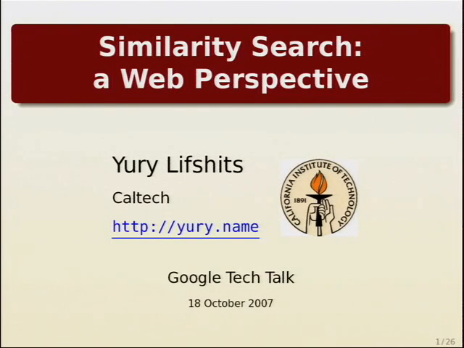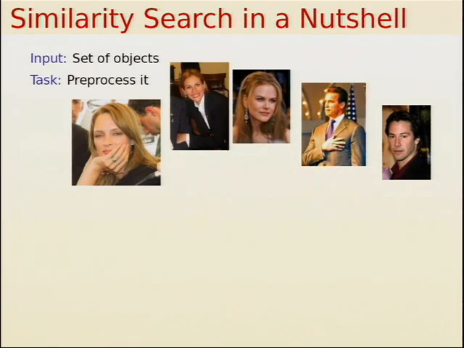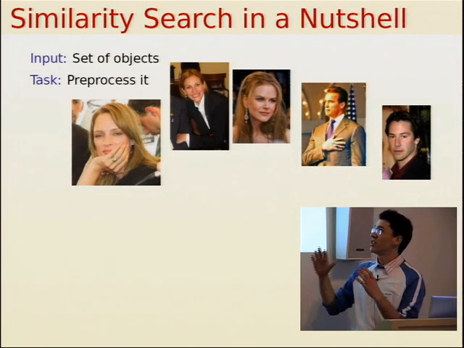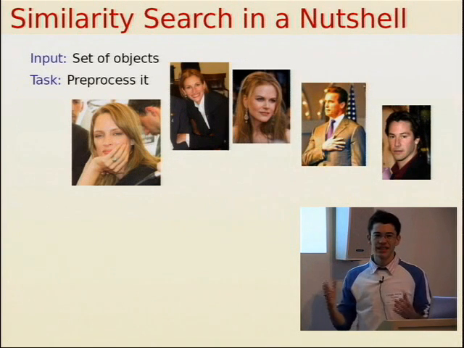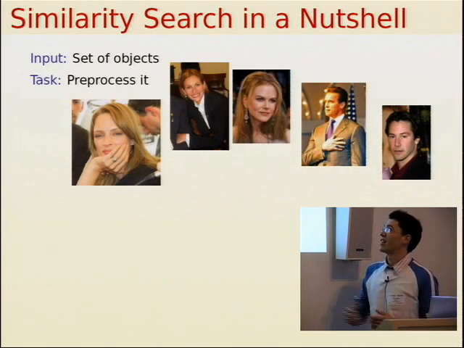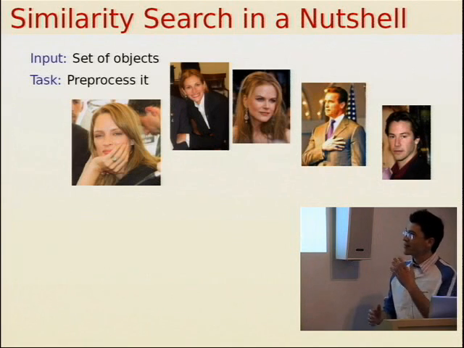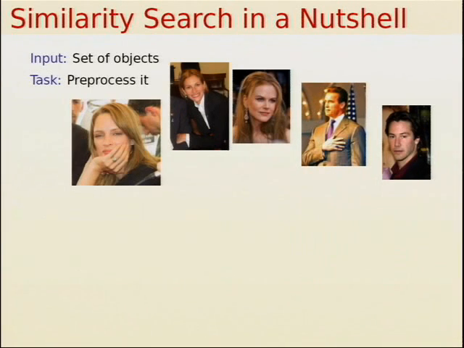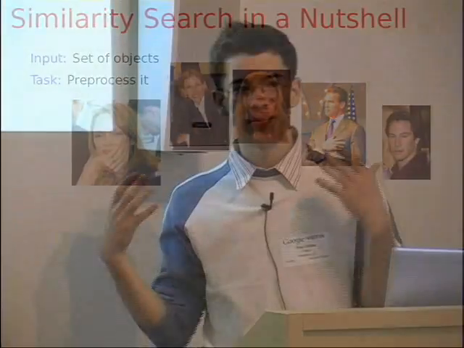Let's start with the definition of the similarity search problem. In the similarity search problem, you have an input. It's an algorithmic problem, and the input is a huge data set of objects. Say in this example, we have pictures. Then we have some time to preprocess them, so we need to build some data structure to keep our objects.